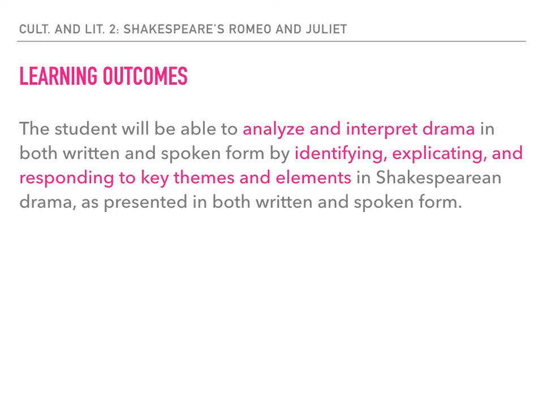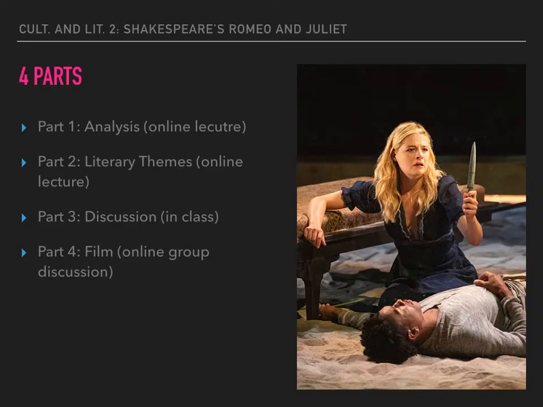Essentially, this is going to be broken down into 4 parts. Part 1 and Part 2, you're going to partially see on this web lecture. We're going to begin with an analysis of the text, and then move on to the literary themes, or essentially what literary themes are. We're then going to discuss that in class, plus the discussion itself, and we're going to introduce the 1996 film, and you're going to work on this film with your fellow students in an online group discussion.